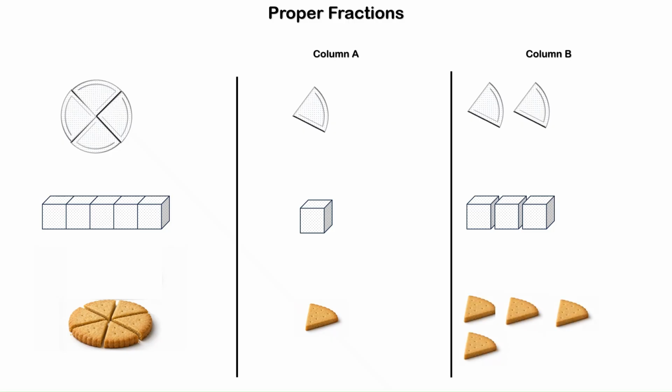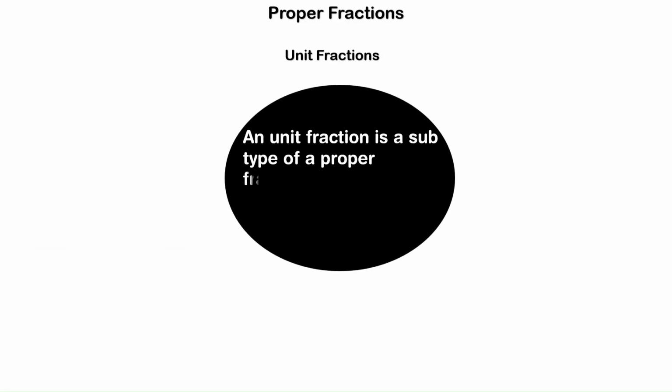Now look carefully at column A. Can you guess the similarity between all those fractions? They are all exactly 1 part. If we look at it in mathematical language, these are fractions 1 upon 4, 1 upon 5, and 1 upon 6. Since all these are just 1 part of their whole, the numerator in each case is 1. These fractions in column A are called unit fractions. Thus, a unit fraction is a subtype of a proper fraction whose numerator is 1.